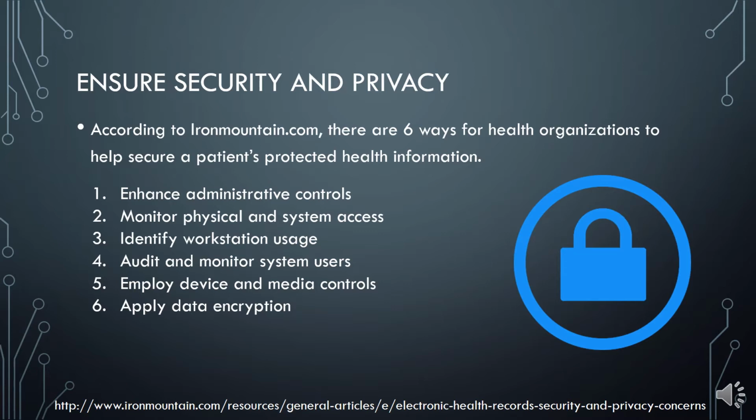Number 3 is to identify workstation usage. So this is like setting privacy filters at each workstation and then distinguishing the different capabilities of each workstation. So some workstations shouldn't be allowed to access the ER if they're located in labor and delivery. Number 4, audit and monitor system users. Identify any weaknesses in the system, detect any security breaches or attempts at a breach, regularly audit all authorized users, and issue specified punishments to employees not following compliance guidelines.